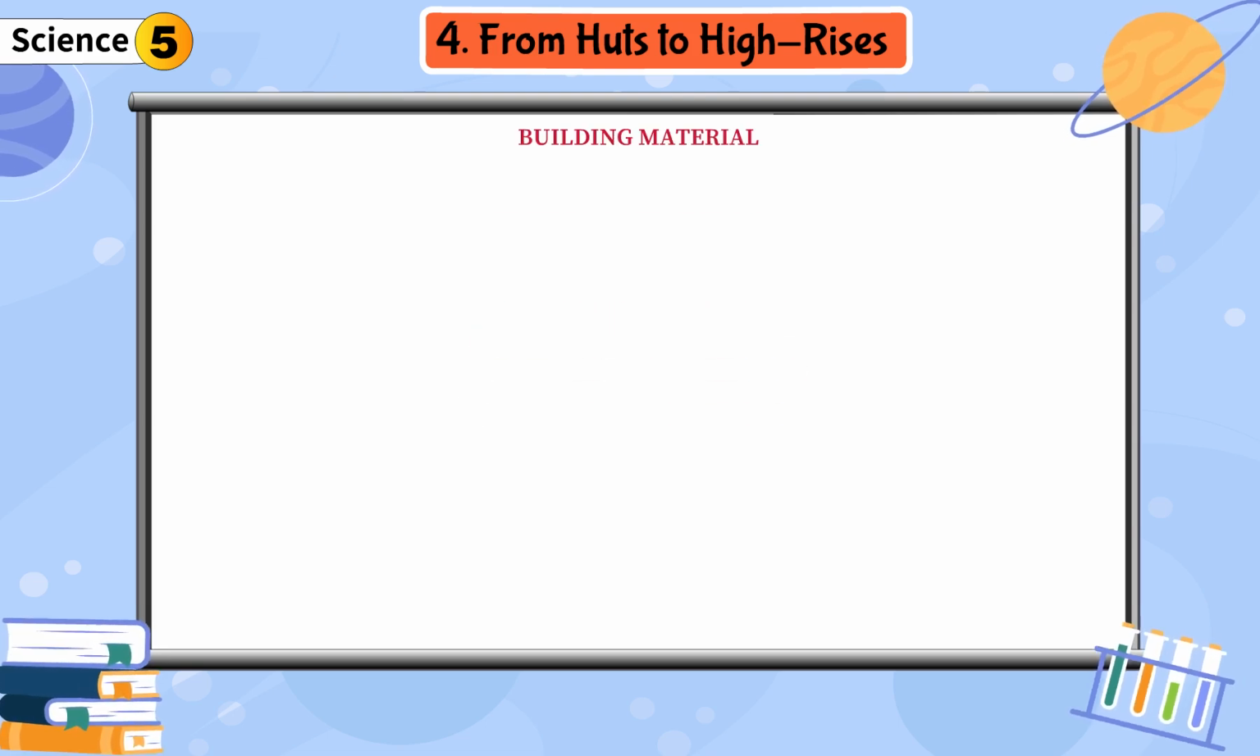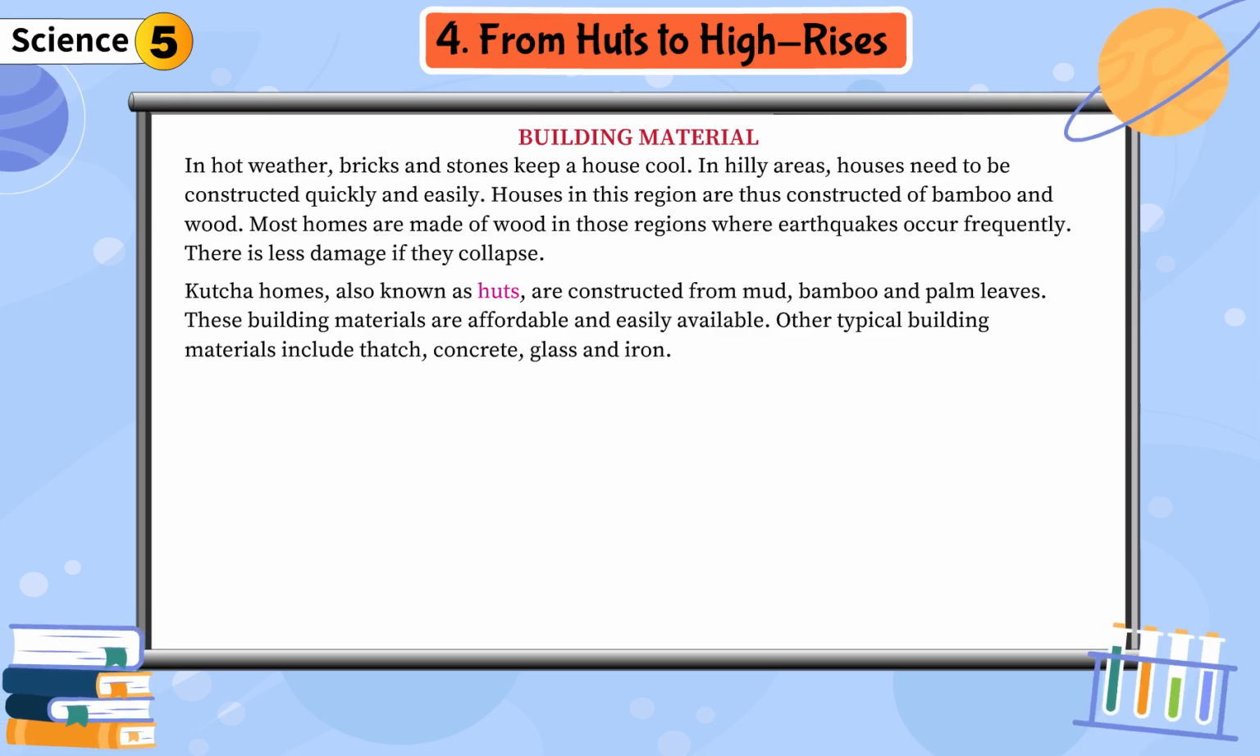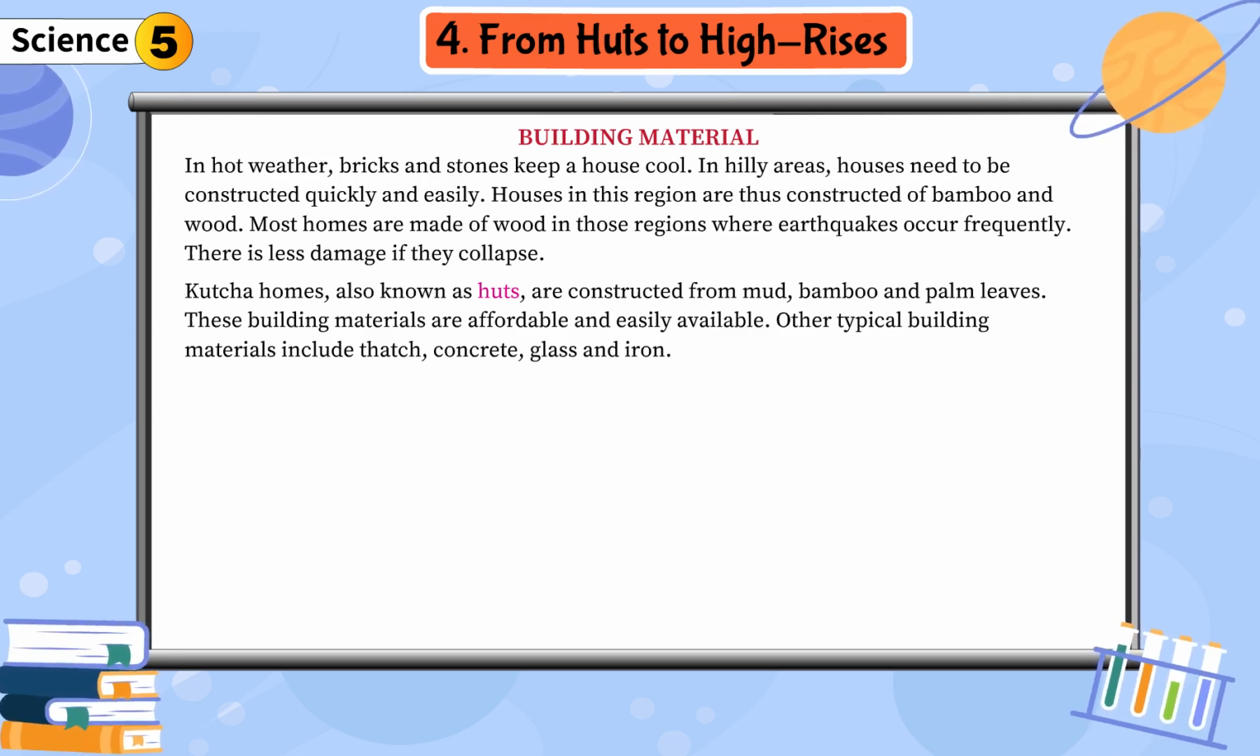Building material. In hot weather, bricks and stones keep a house cool. In hilly areas, houses need to be constructed quickly and easily. Houses in this region are thus constructed of bamboo and wood. Most homes are made of wood in those regions where earthquakes occur frequently. There is less damage if they collapse.